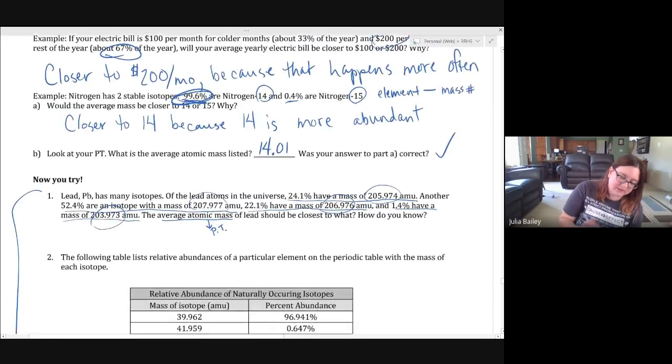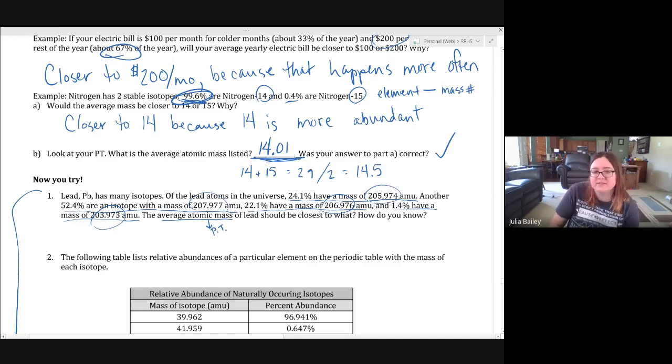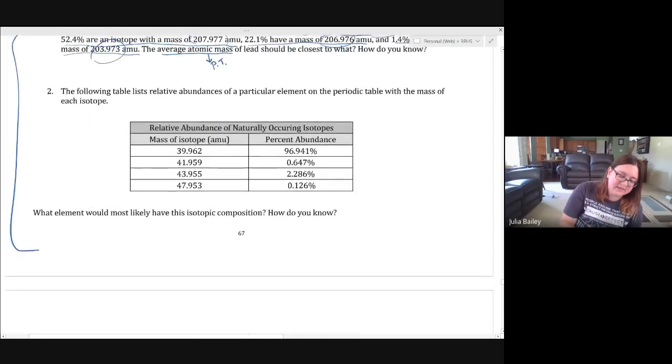Just like with this nitrogen, the number on the periodic table is not the mean of 14 and 15. The mean of 14 and 15 is 14 and a half. That's not what's on the periodic table. We didn't take the mean. We let the average be weighted down by how common nitrogen-14 is. Same thing here.